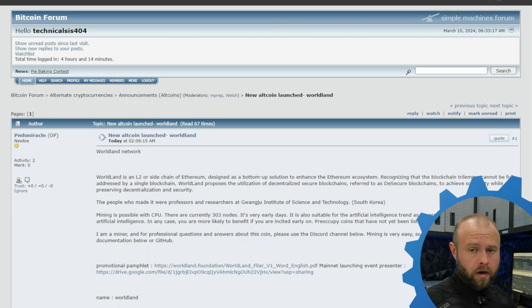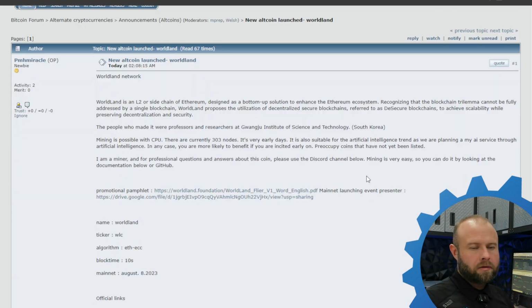I only target mineable coins, non-ASIC mineable coins. So if it's a scrypt coin, an X11 coin, something like that, I'm not going to highlight it. I'm looking for CPU, GPU, maybe FPGA. That's what I'm looking for. I'll just give a brief overview for non-CPU, GPU mineable coins. Worldland coin announced today on Etchash. So not going to really look into that one, but if you've got an Etchash miner, then maybe there's potential for you. I'll put a link to it down in the description below.